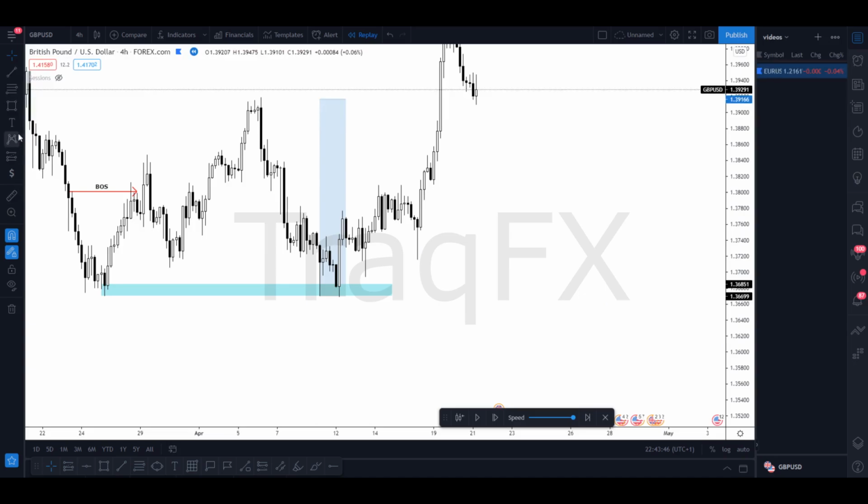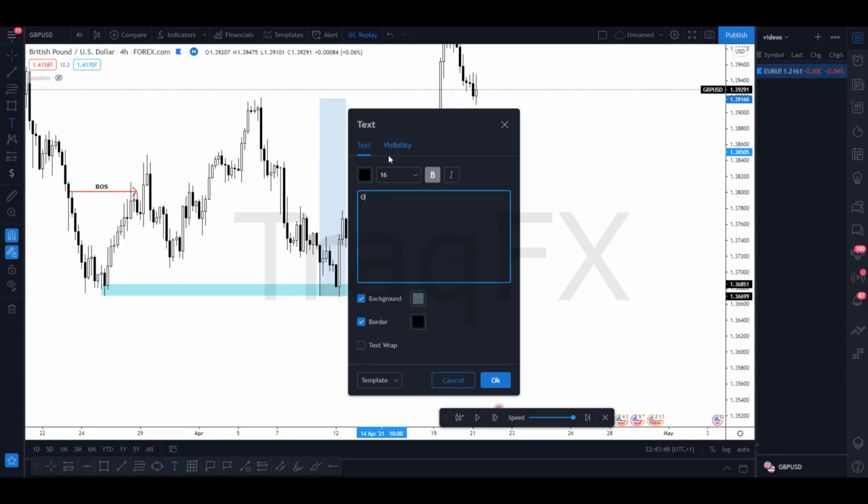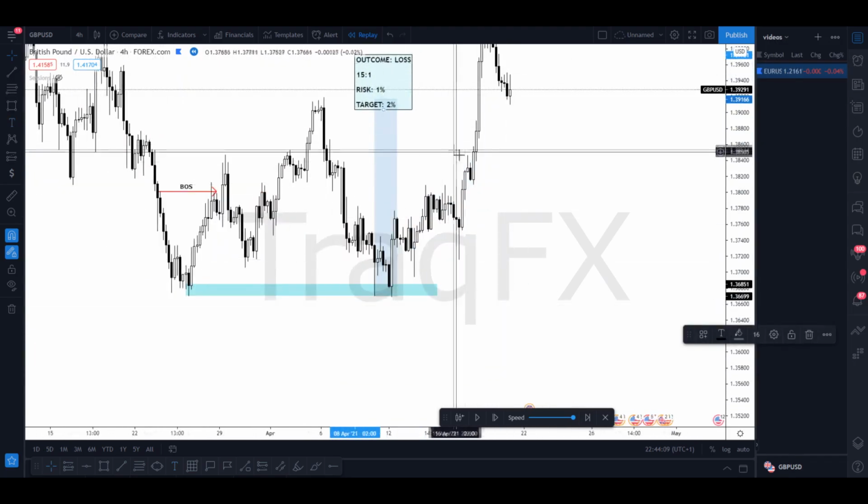But this is a loss, so I would write down outcome loss. What is this? This is a 15 to 1. Risk 1%. Target 2%. Right? So that's basically generally how I would backtest.